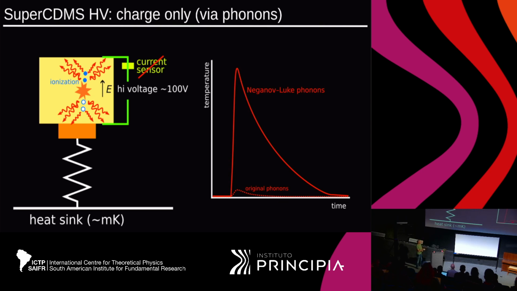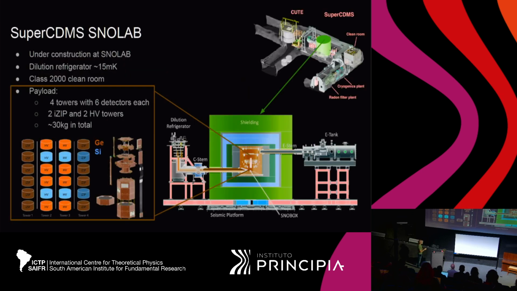Okay. So in a way, although they are measuring phonons, this is just an ionization detector. They are not really having this electron recoil, nuclear recoil discrimination anymore, because you only have one signal, and the only signal that you have is ionization, even though you are measuring the ionization through a phonon channel using this amplification. Okay. So the SuperCDMS program is very large.